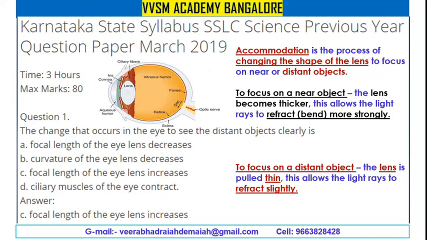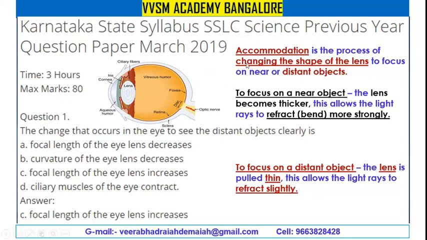Now the question. The change that occurs in the eye to see distant objects clearly is: A, focal length of the eye lens decreases. B, curvature of the eye lens decreases. C, focal length of the eye lens increases. D, ciliary muscles of the eye contract. The four options may be correct or incorrect, we don't know. We have to find the correct answer out of the four. Focal length of the eye lens increases. This is the answer, my dear friends.